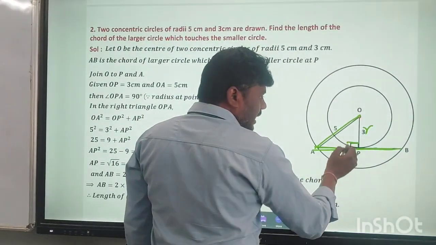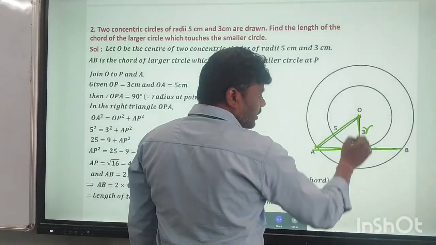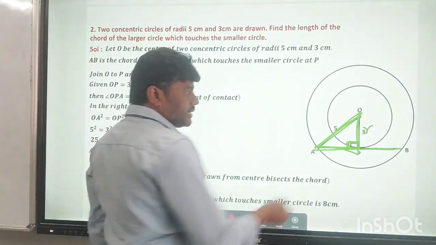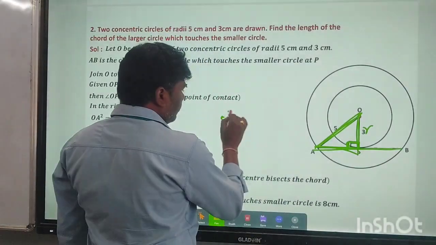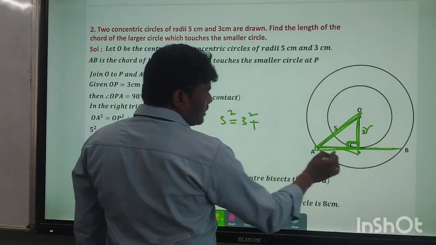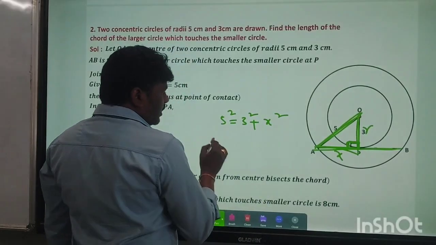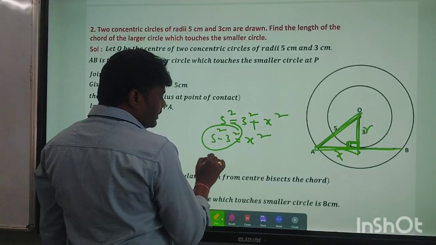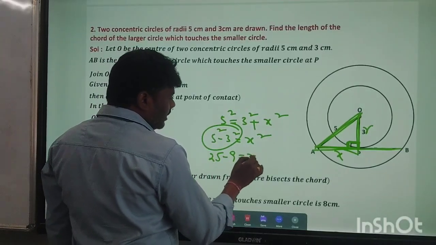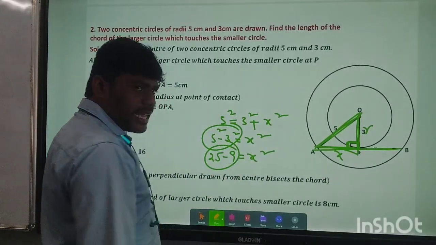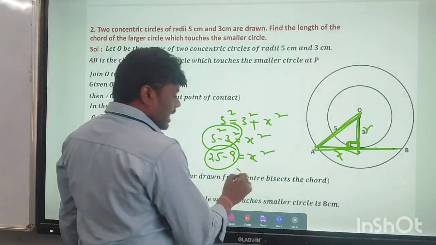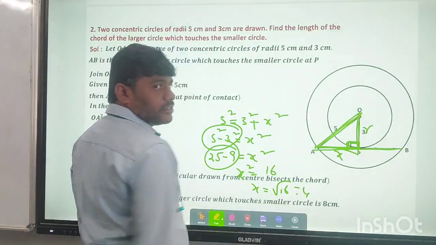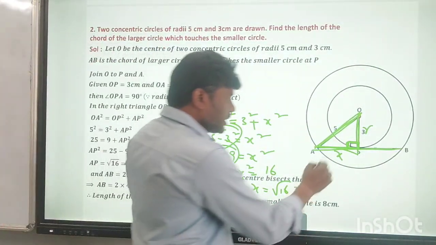Tangent, so this is 90 degrees. Tangent means 90 degrees. So this is a right angle triangle only. Right angle triangle means use Pythagoras. 5 square equal to 3 square plus this value, take x square. So 5 square minus 3 square equal to x square. 25 minus 9 equal to 16. x square equal to 16. x equal to under root 16, that equals 4. x value is 4. This value 4.